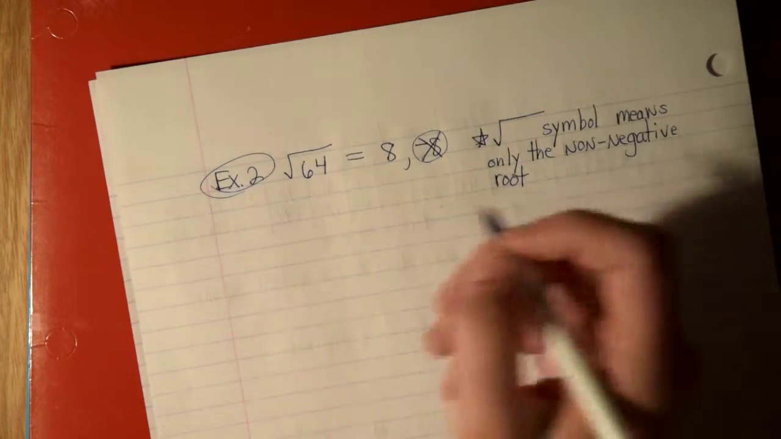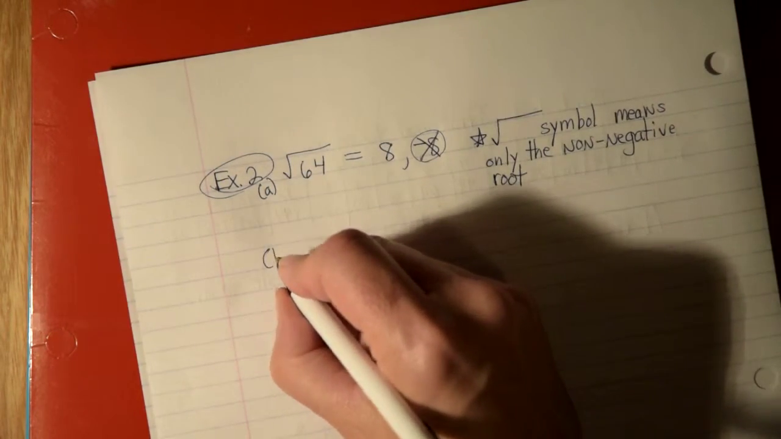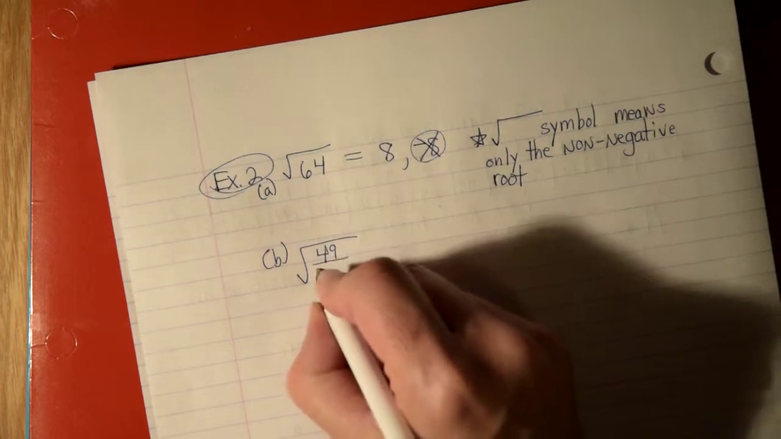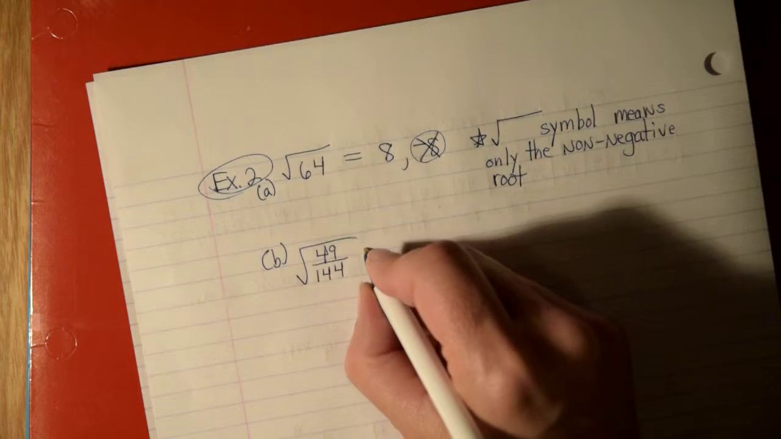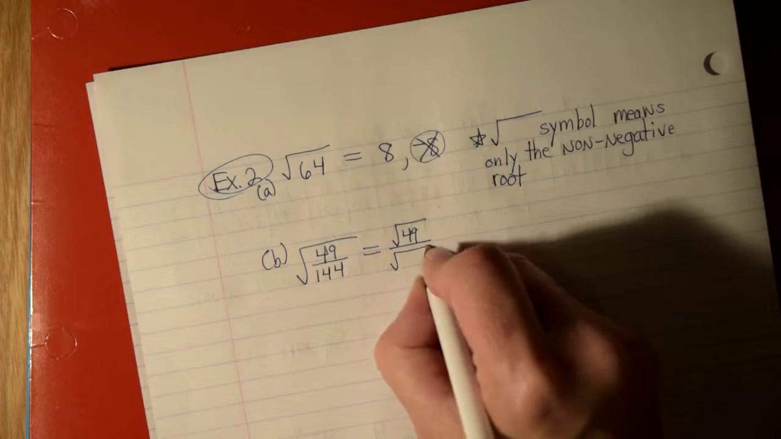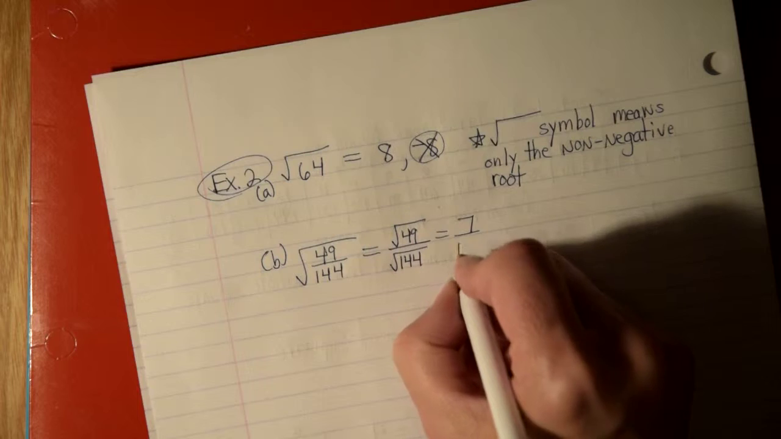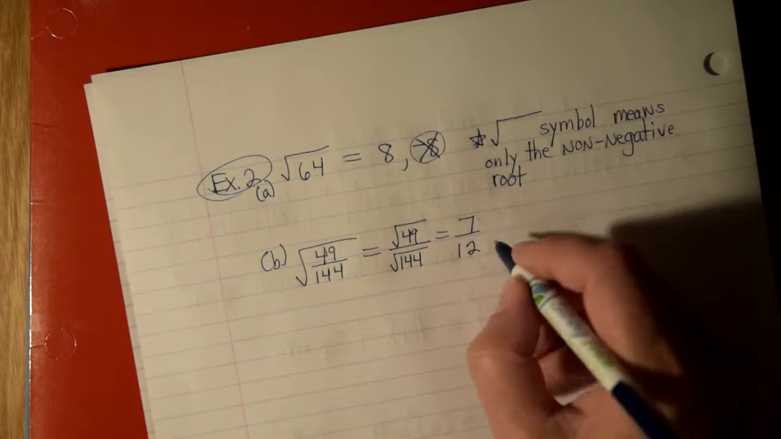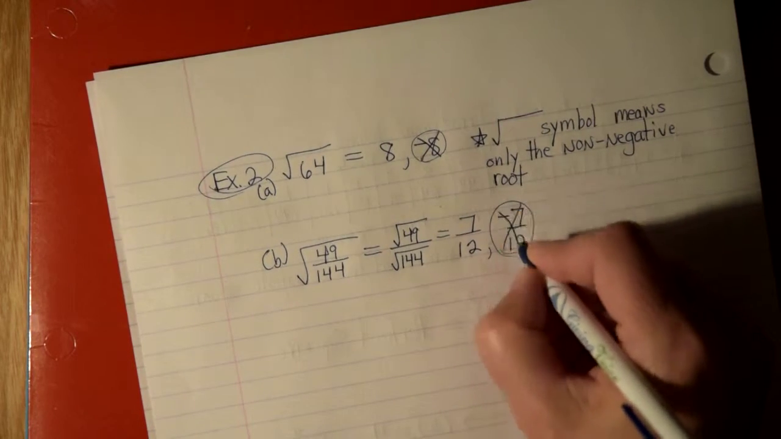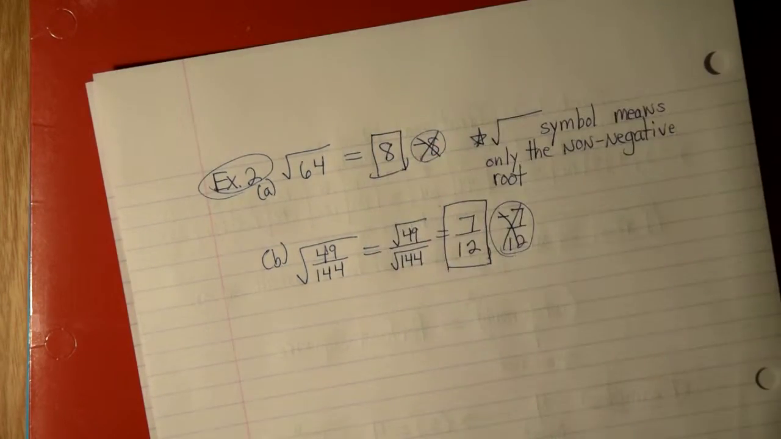Okay, let's call that A. Let's do a B. So the square root of 49 over 144. You're just going to take the square root of the top and the square root of the bottom separately. And I get 7/12. But you don't want the negative 7/12. Only give the positive one. So here's your answer. And this was your answer for the first one.